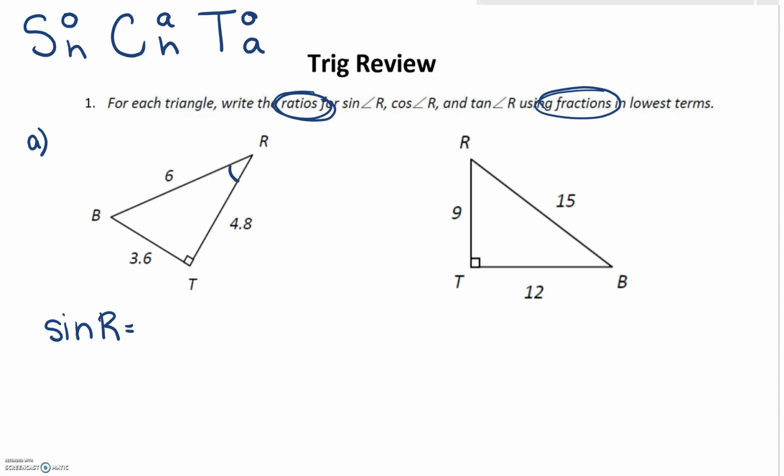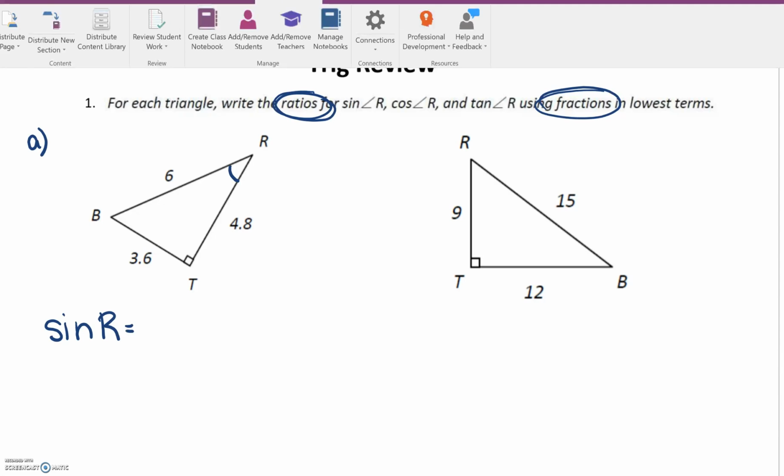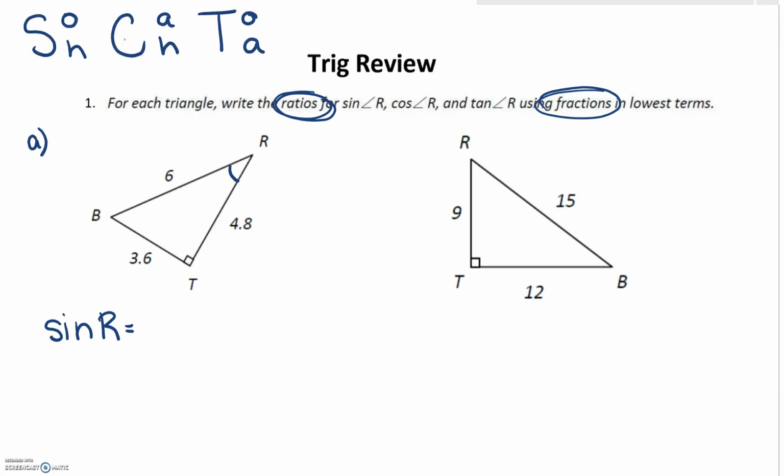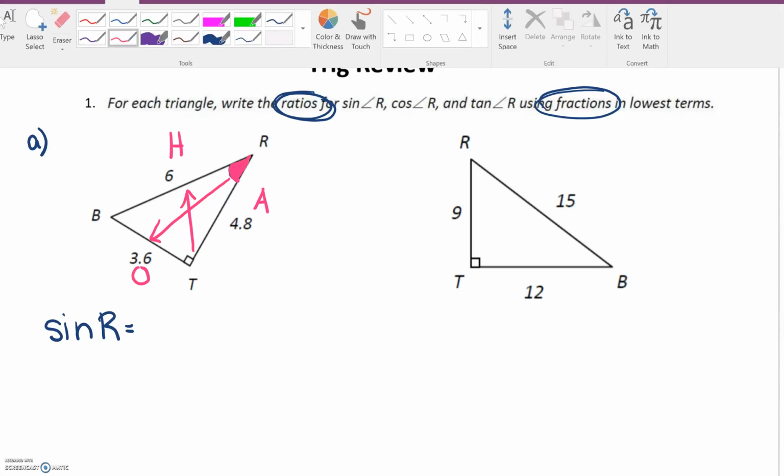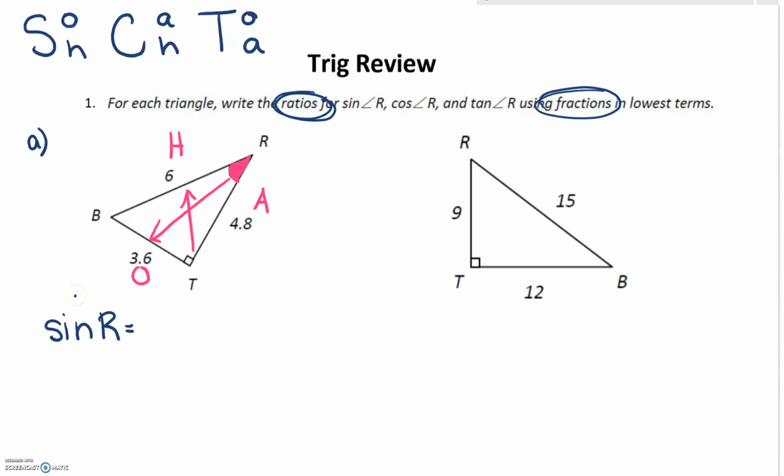But you can't do any of this until you label your sides. So we're going to label the sides with the opposite, hypotenuse, and adjacent. I'm working from angle R, so don't forget that. It's a right angle triangle, so across from the right angle, we have the hypotenuse. Across from the angle we're working from, which is angle R, we have the opposite. And the last side is the adjacent. Now we can fill in what sine of R is.